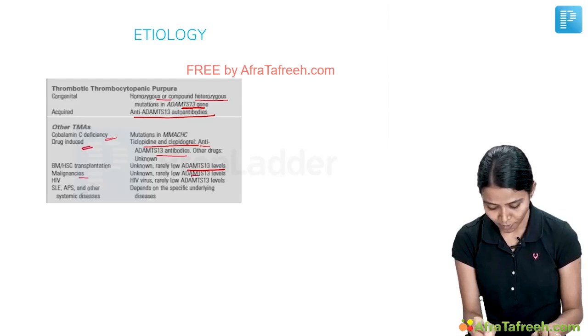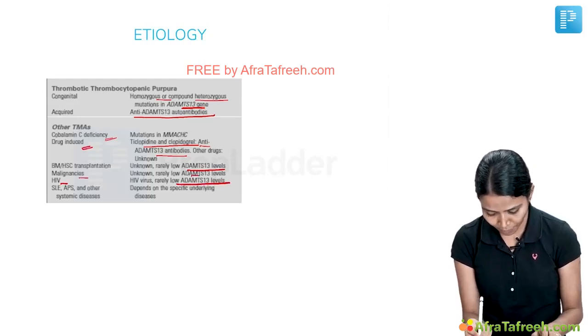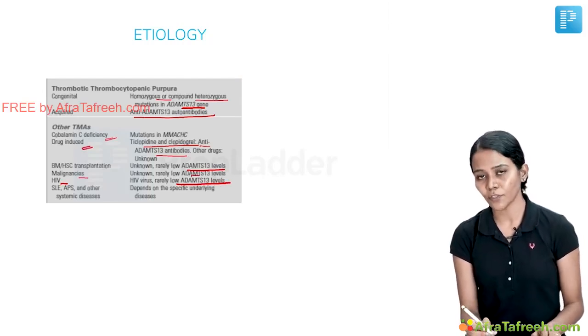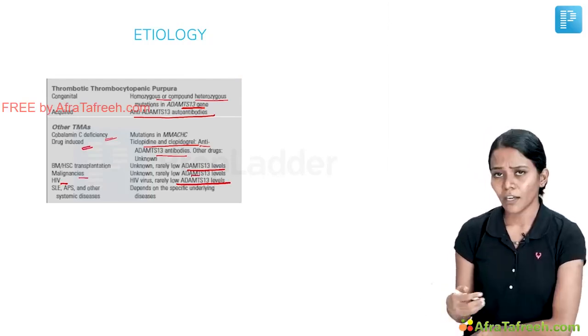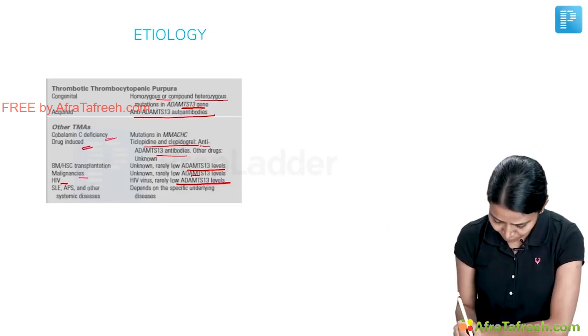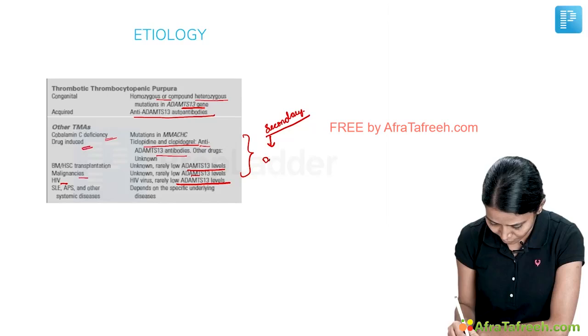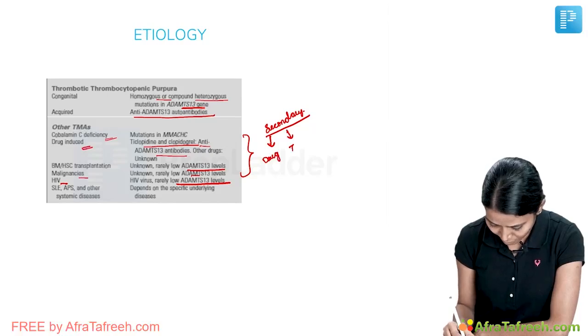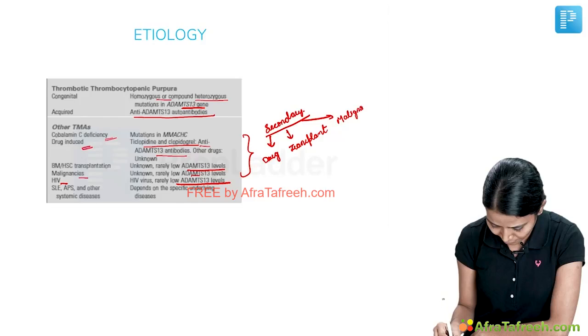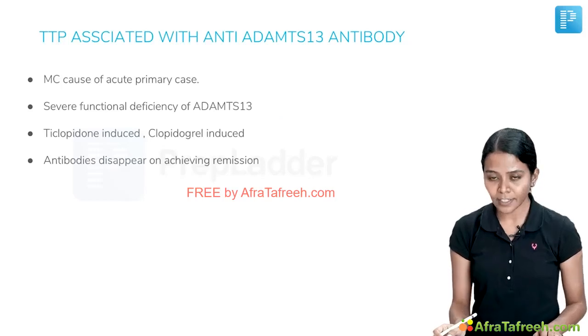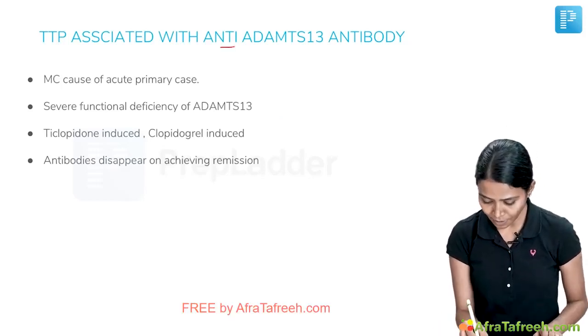Malignancies can cause low ADAMTS13 levels. HIV again can cause low ADAMTS13 levels, and SLE, antiphospholipid antibody syndrome, all these depend on the specific underlying disease. So here we see many secondary causes of ADAMTS13 deficiency, which are mostly drugs, hematopoietic or stem cell transplant, malignancy and HIV.